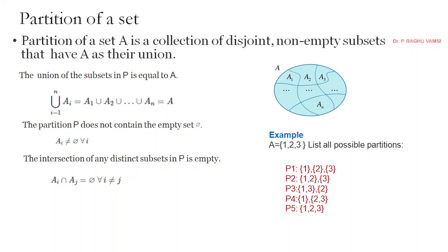Here is the example. The list of examples is like this. List all possible partitions of {1, 2, 3}: P1 is {1}, {2, 3}; then {1, 3}, {2}; then {1, 2}, {3}; and {1, 2, 3}. These are the different ways of dividing a particular set into multiple sets.